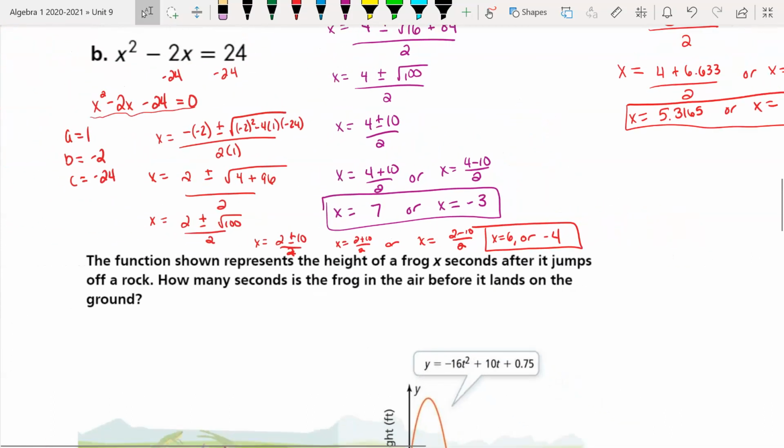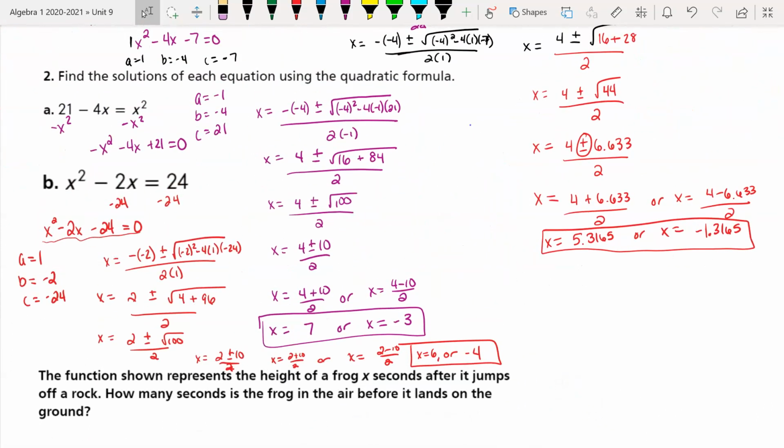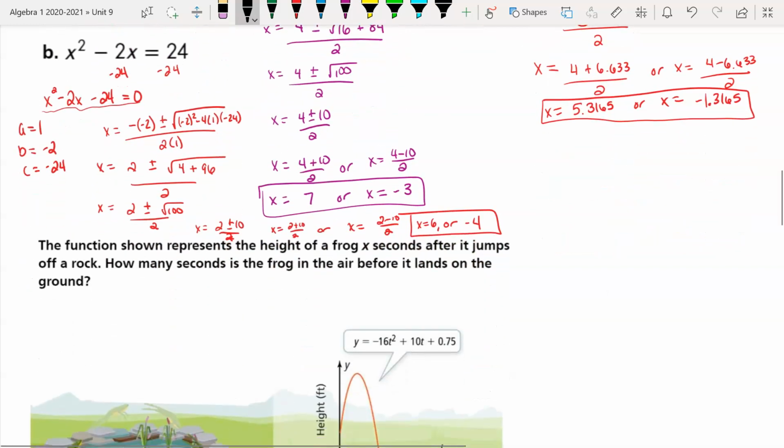All right. The nice thing about the quadratic formula, guys, is even if you can't factor or you can't do the square root method, the quadratic formula always works. Normally what we try to do is factoring, then the square root method, and our last resort is the quadratic formula because we know it always works.